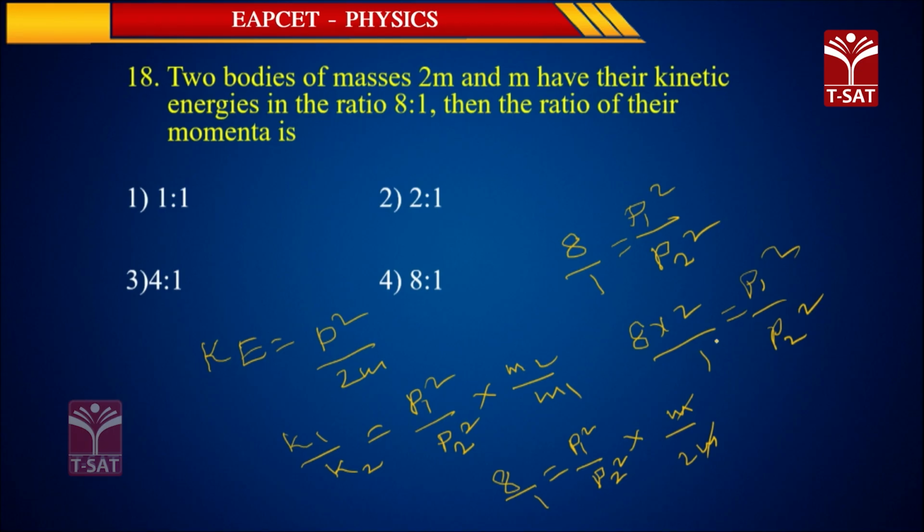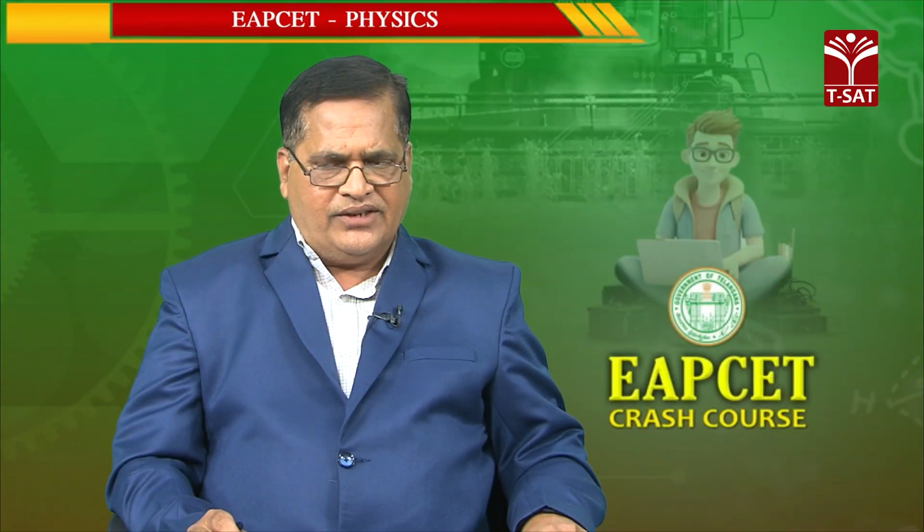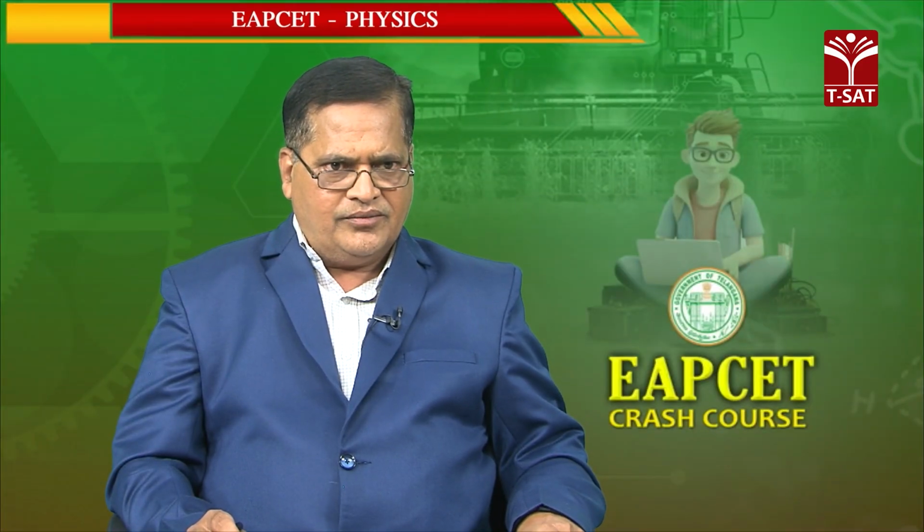Therefore p1 by p2 is equal to 8 into 2, what, children? 16. Okay, that is root 16 by 1. Therefore p1 by p2 is equal to root 16, which means what? 8. Okay, 8:1, 8 by 1. 8:1 is the answer. Therefore kinetic energy is equal to p square by 2m, which is the most important.